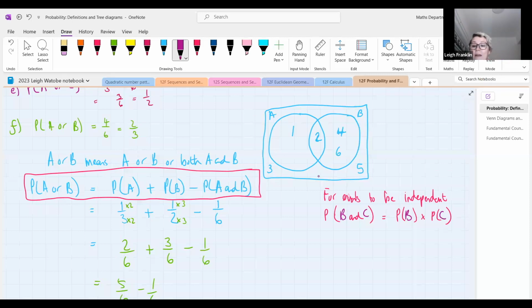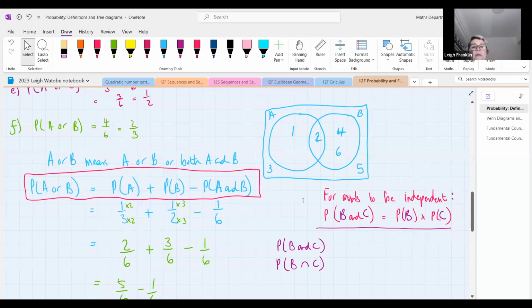So we cannot start out assuming that this is true. I cannot write this on the page. I have to do a left-hand side and a right-hand side. It's like doing an identity, right? So the first thing that I need to do is work out the probability of B and C. And I can also write that like this, B intersection C. Okay, means the same thing.